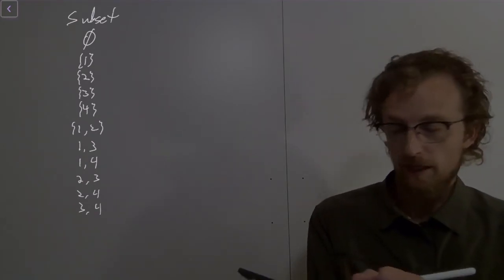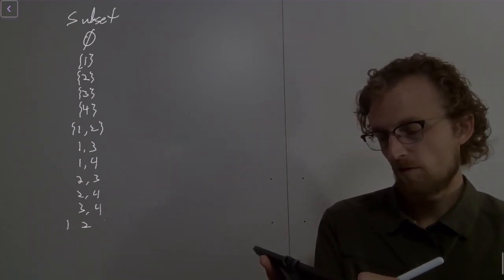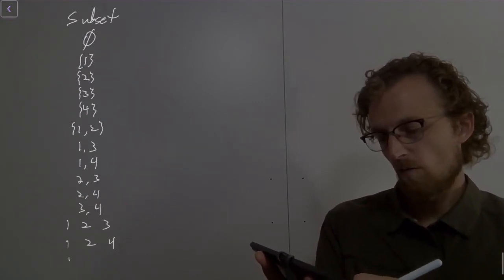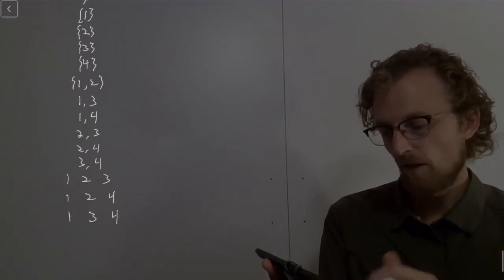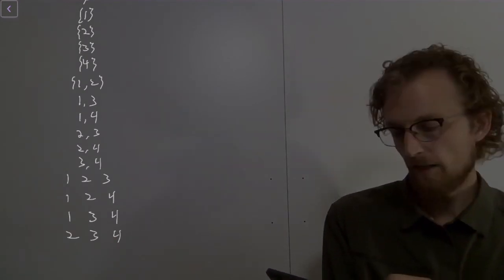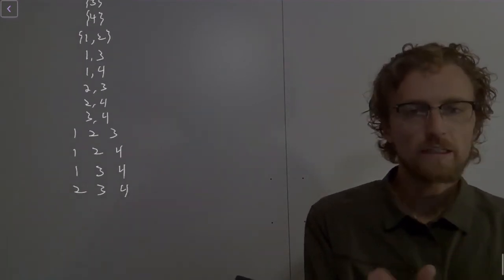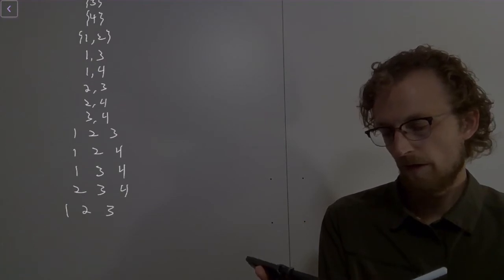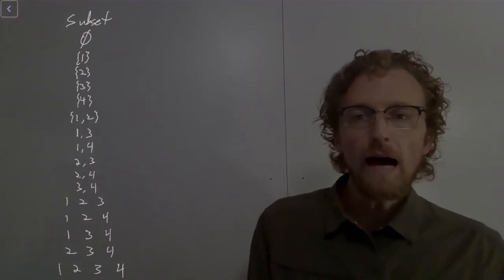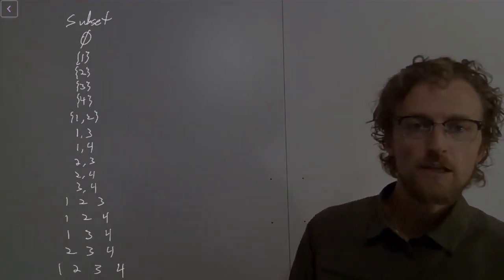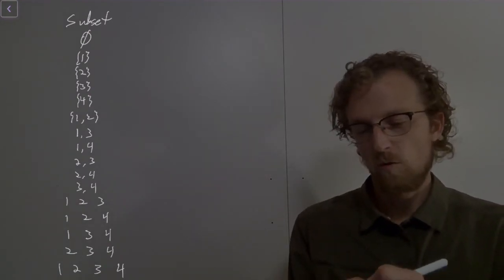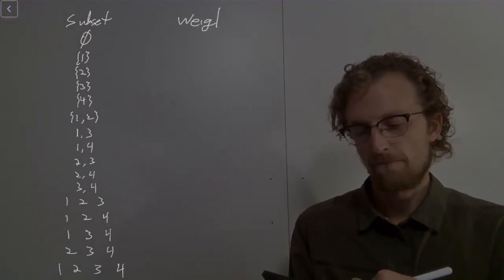Or we could take 3 things, right? And so this is 1, 2, 3, 1, 2, 4, 1, 3, 4. We could take 2, 3, 4. So there's 4 subsets with 3 items, or we could take everything. 1, 2, 3, 4. And so that's a complete list of all the possible subsets. Now, to understand which ones of these are actually feasible, we have to compute the weights, right? So what are the weights of these subsets?